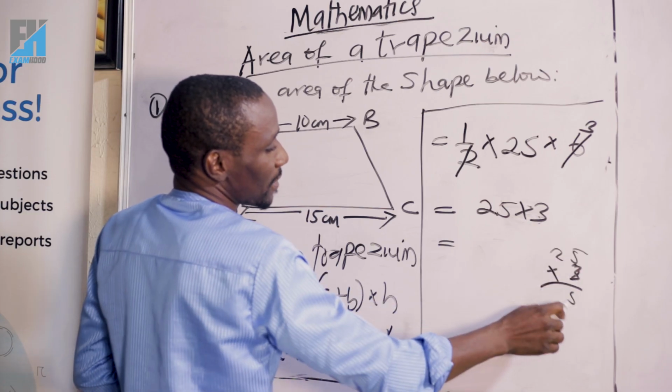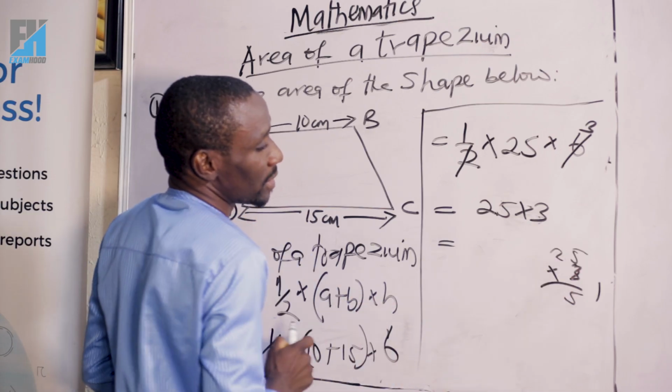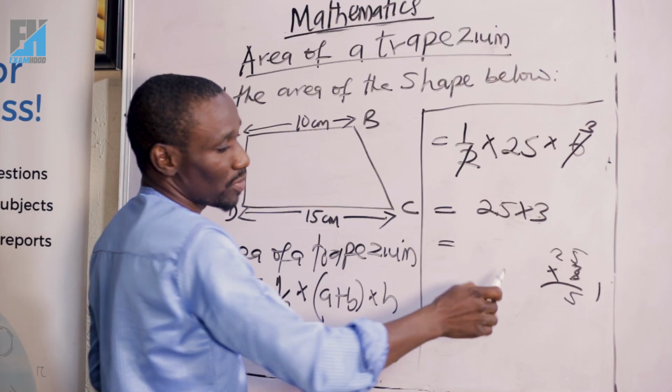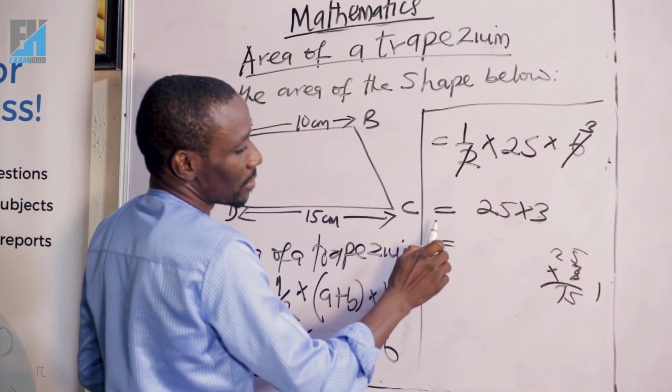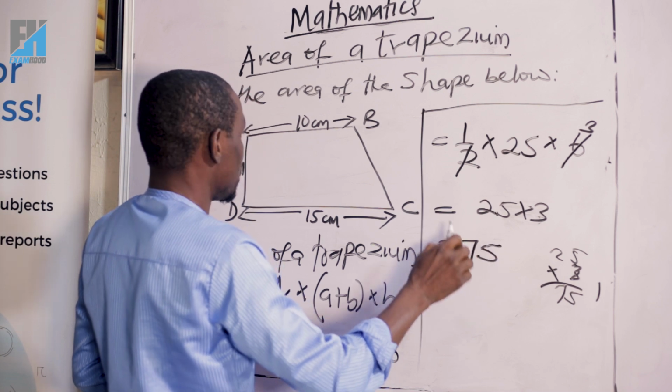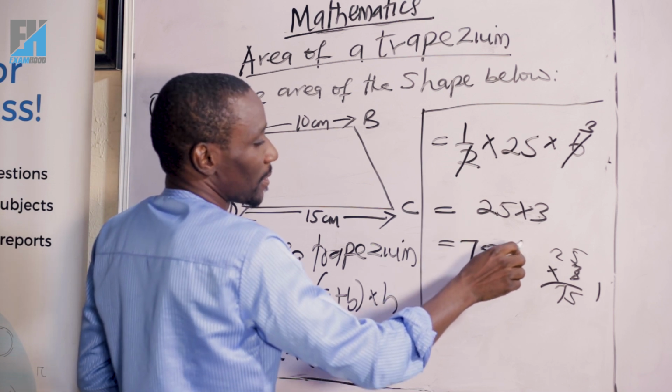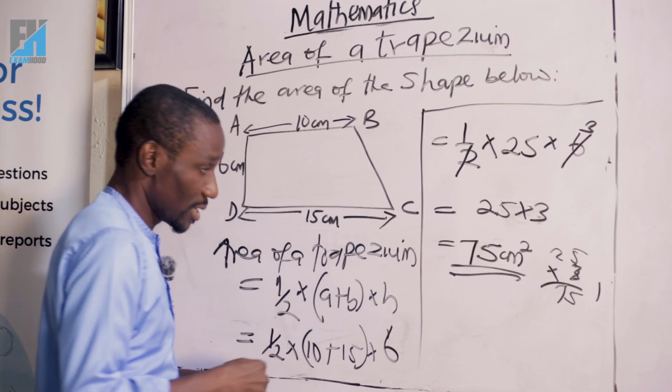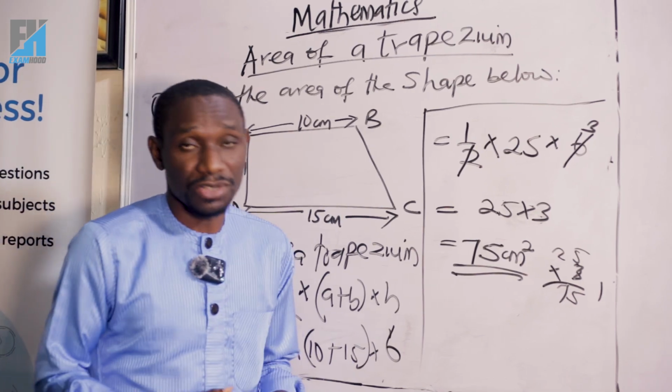3 times 5, 15, write 5 and carry 1. 3 times 2, 6 plus 1, 7. So you have 25 times 3 will give you 75 centimeters square. So this is your final answer. It's very simple. It's very straightforward.